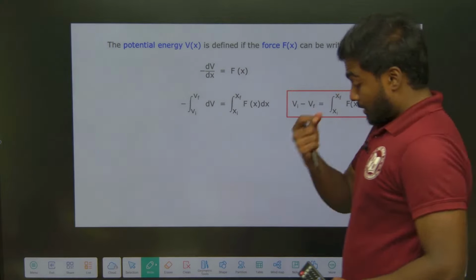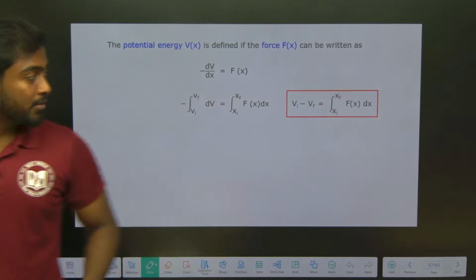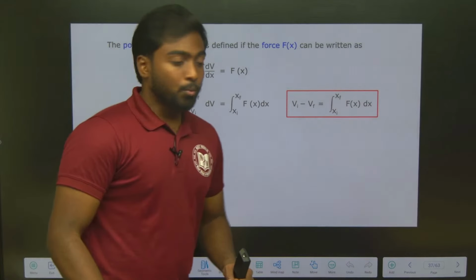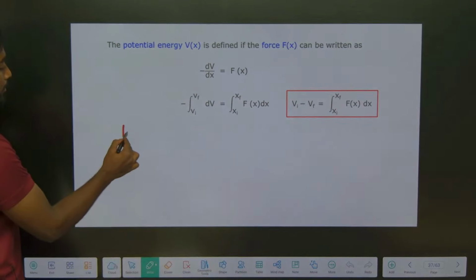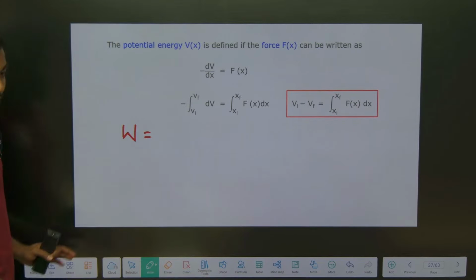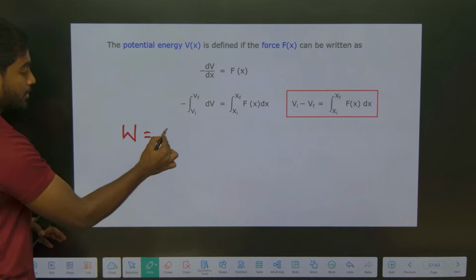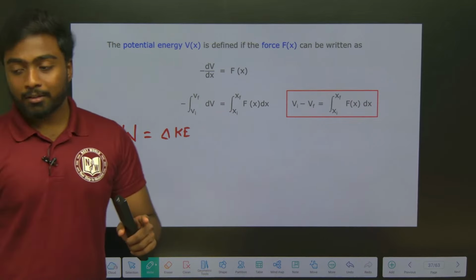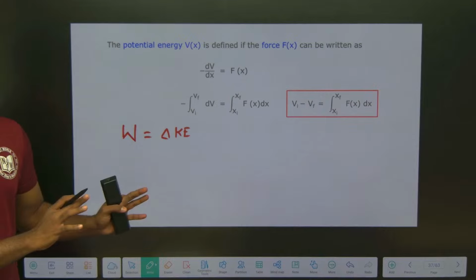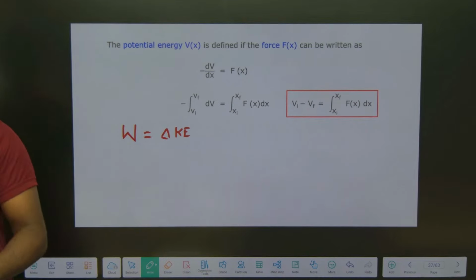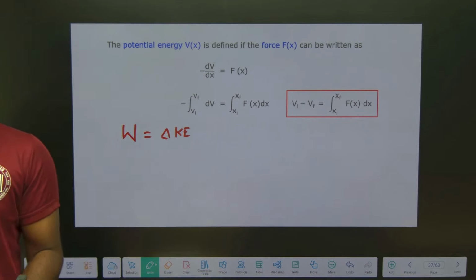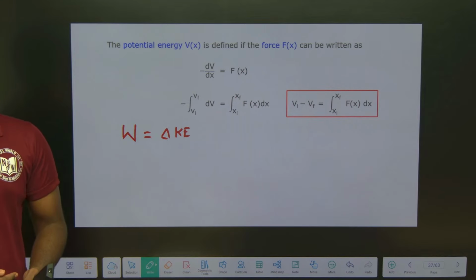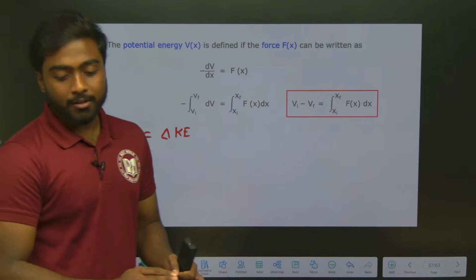So now we have discussed the work energy theorem. What is the work energy theorem formula? K final minus K initial, so work done will be equal to the change in kinetic energy. Similarly, when we are talking about potential energy, work done will be equal to minus change in potential energy. It is minus change in potential energy, that's it.